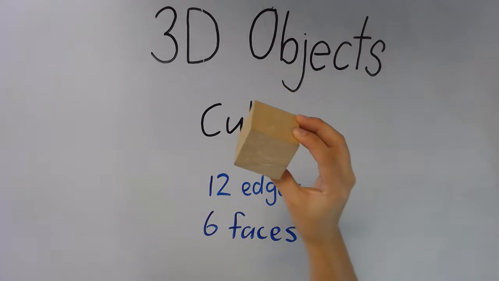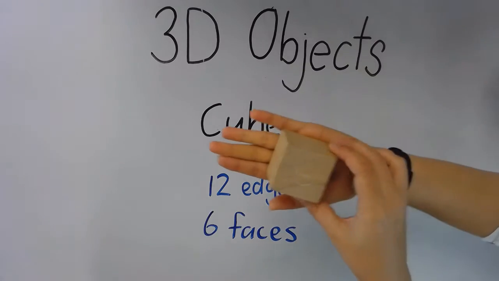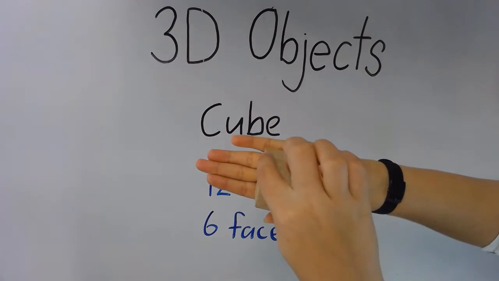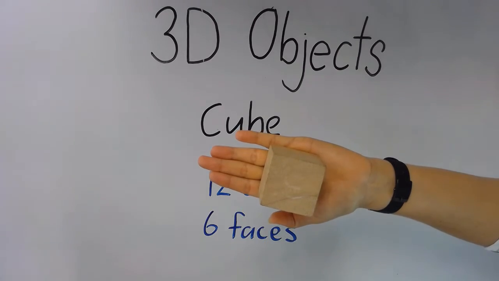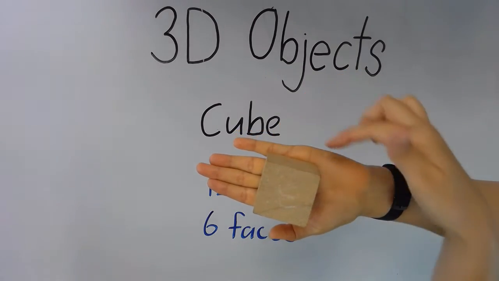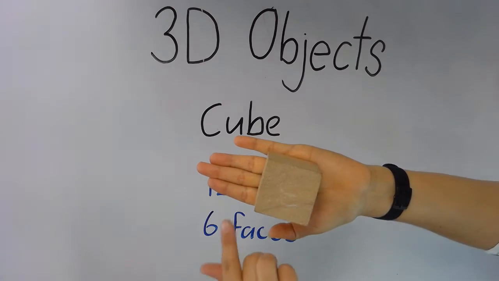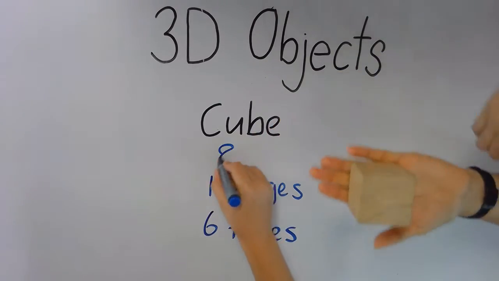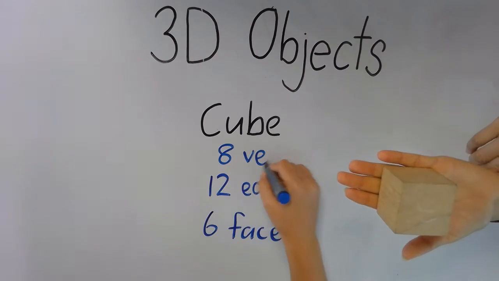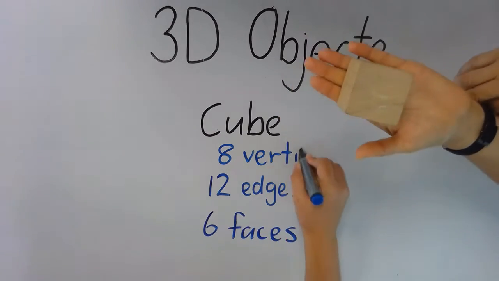So now I'm going to count our vertices. Do you want me to hold that again? Thank you, Miss Khan. So I've got 1, 2, 3, 4, and I'm going to count the bottom, 5, 6, 7, 8. So there are 8 vertices in a cube.